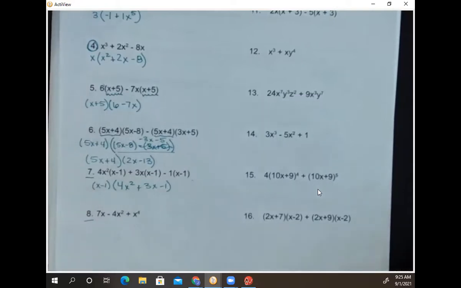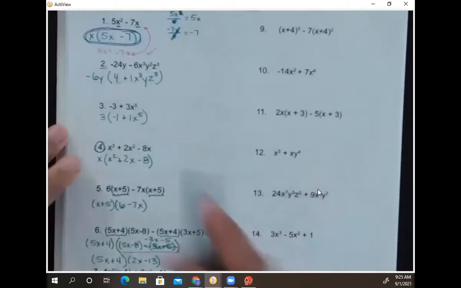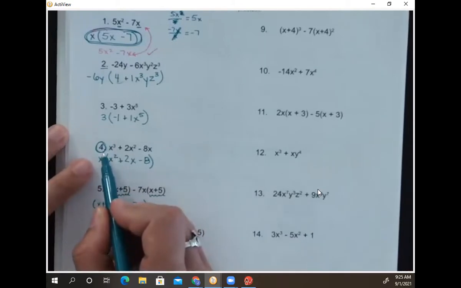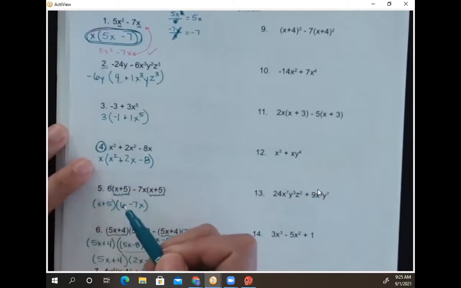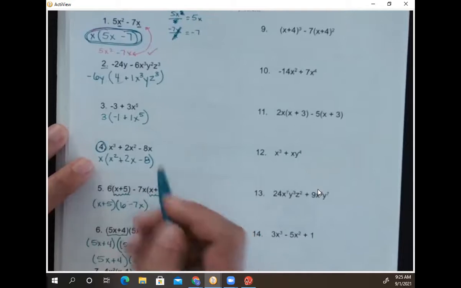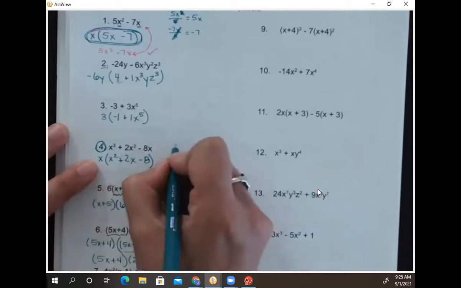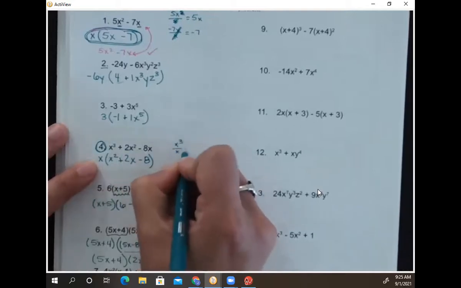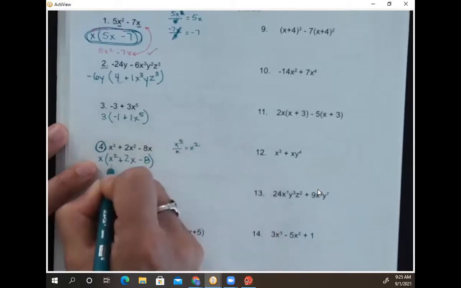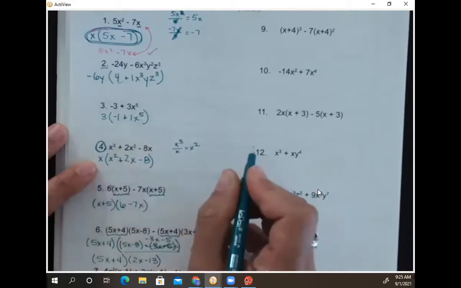Question. On 4, why did we divide what? Yeah, so x cubed divided by x is how we got the x squared, right? Okay.